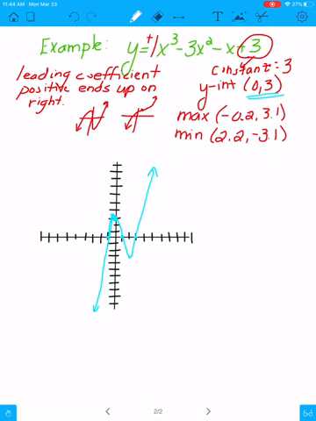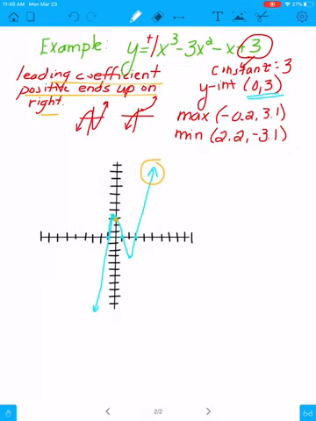Okay. So let's check and see if what we had before is true. We have a y-intercept at 3, which we do. And we said we did off our equation. And we said if we have a leading coefficient, it ends up on the right, which it does. It's also going to end down on the left because we know it's an odd degree and the arrows are in opposite directions.